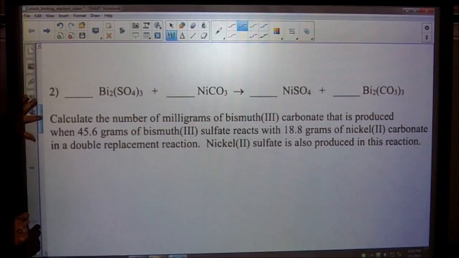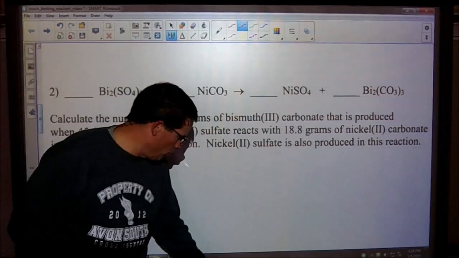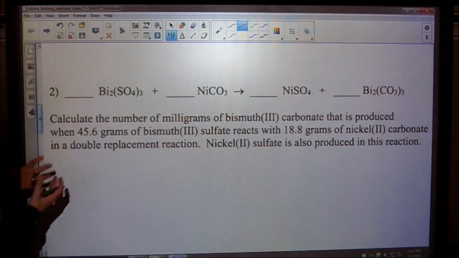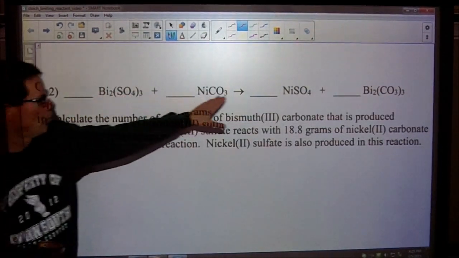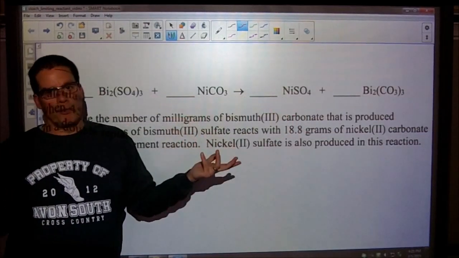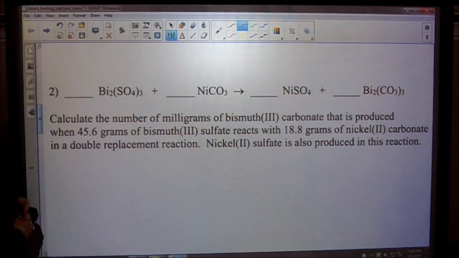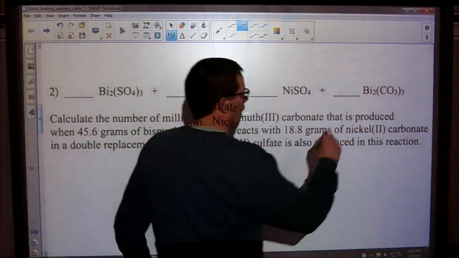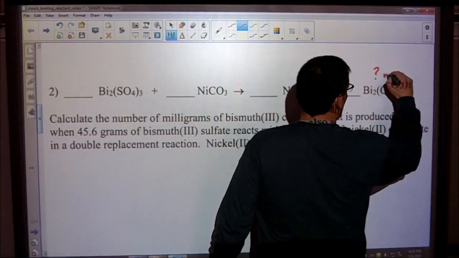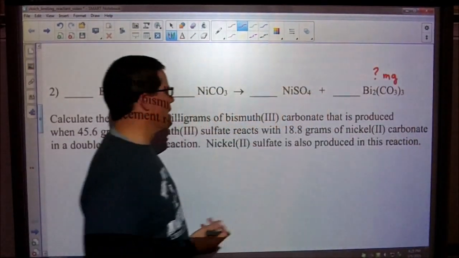Looking at question number 2. So go ahead and let's read the question. And not all the questions will have the balanced equations or the balanced formulas given there. You still have to balance the equation. Step 2 says, calculate the number of milligrams of bismuth 3 carbonate. So I'm going to write that above as I'm reading it.